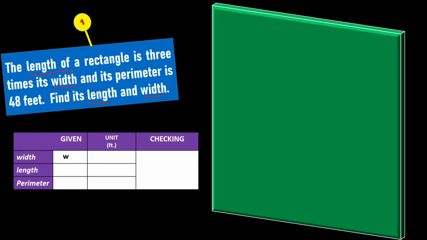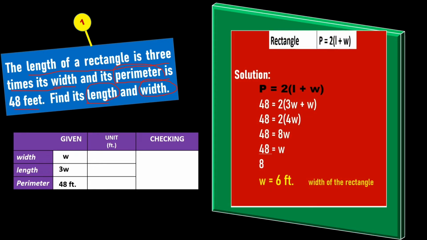And then, the length of a rectangle is 3 times its width. So, equation ng length ay 3W. And its perimeter is 48 feet. So, given ang perimeter na 48 feet. Bali, pinaka-hint dito ay itong perimeter. Meron ding length and width ng rectangle. So, ang gagamitin nating formula ay perimeter ng rectangle.